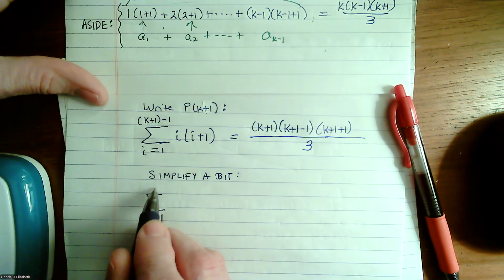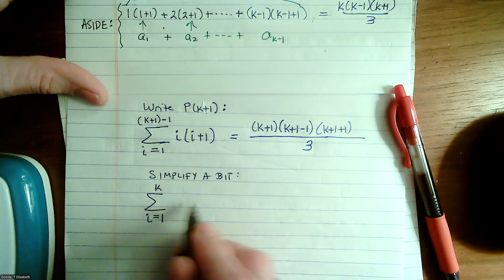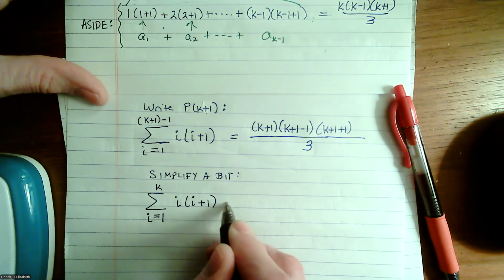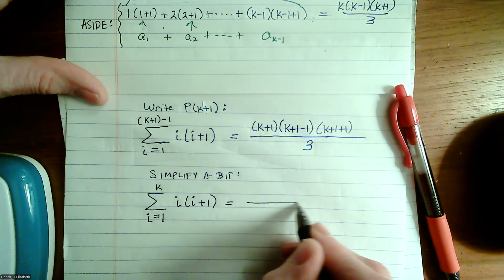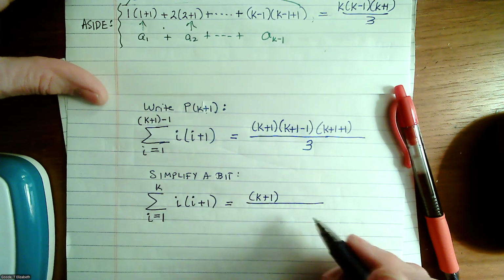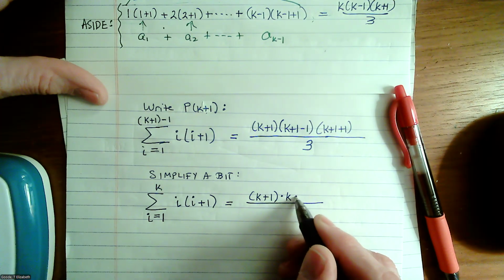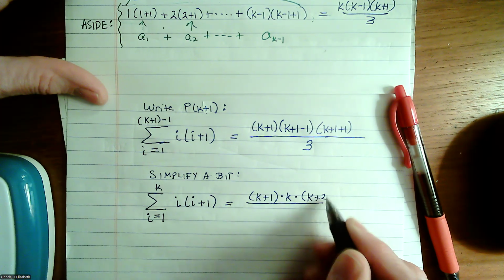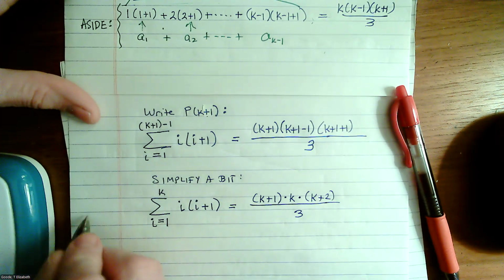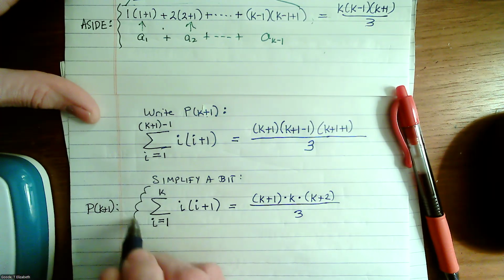It becomes the summation from i equals 1 of i times (i plus 1), because we just removed the k's, equals (k plus 1) times k, because the ones cancel out, times (k plus 2) over 3. Yep, that's P of k plus 1. And that would be what we wish to show.